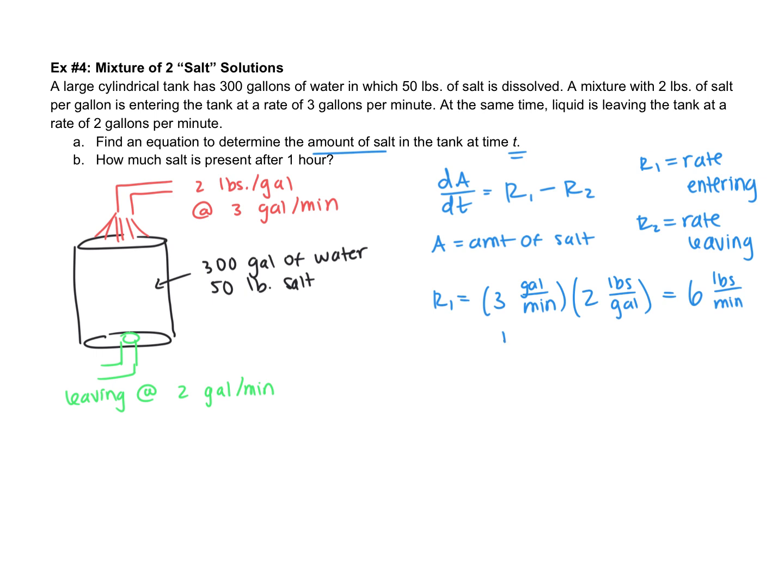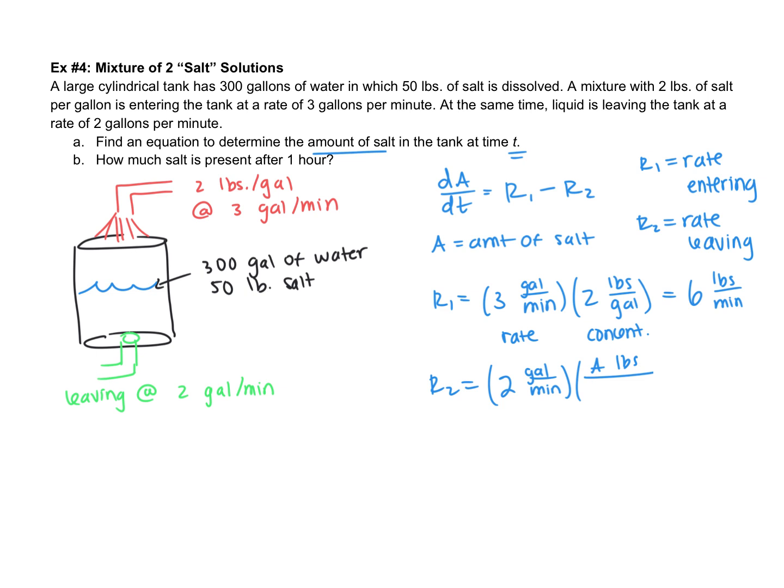Okay, so if we look at this, we took a rate and multiplied by a concentration. Now R2, the rate at which this solution is leaving. The rate we know is 2 gallons per minute. Now we need to figure out the concentration. The concentration of what is leaving is the same as the concentration of what's in the tank. What's in the tank at any point is A pounds. That's what A represents: the amount of salt. So if there are A pounds of salt in the tank, then the concentration of what's coming out is also going to have A pounds in it.